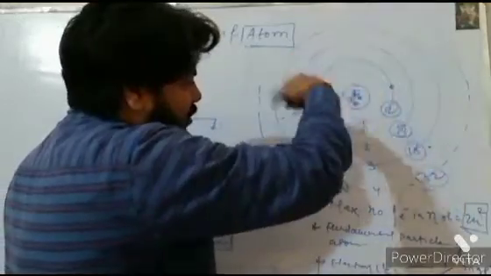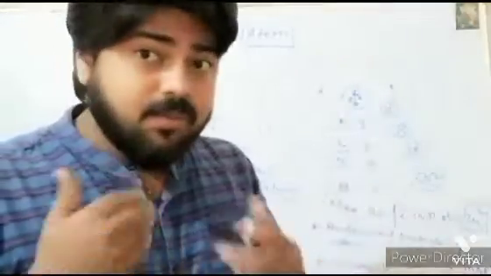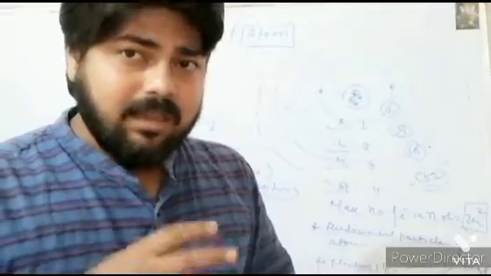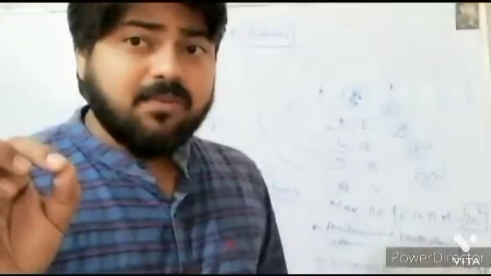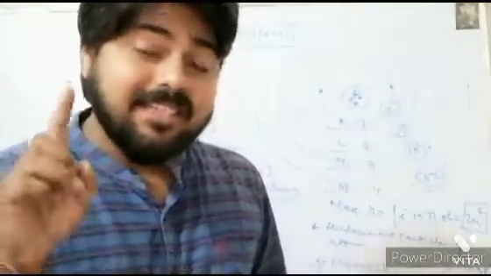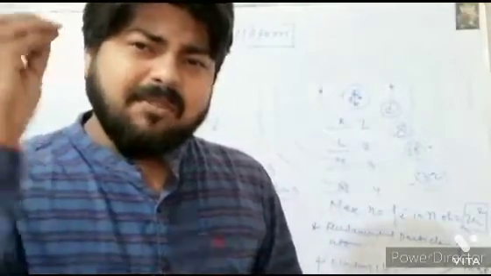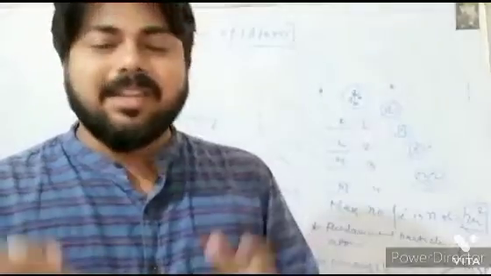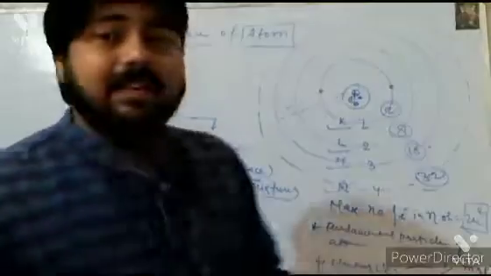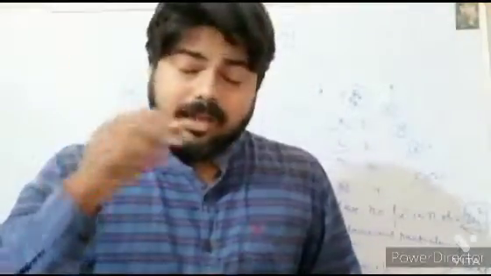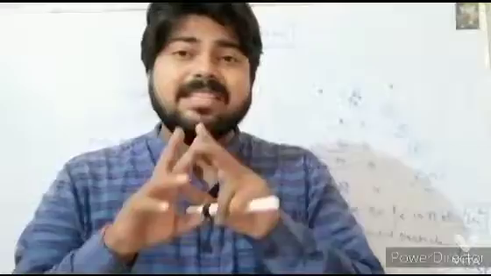There is a question: why don't we take the mass of the electrons present in the outermost orbits of an atom? Because the mass of an electron is about 1 by 1837 times the mass of a proton or neutron, which is very small, so we ignore the mass of electrons. In a neutral atom, the number of protons and the number of electrons are the same, so the atom is electrically neutral.